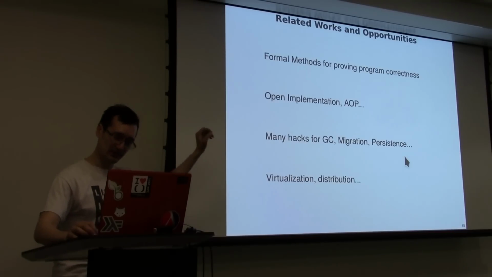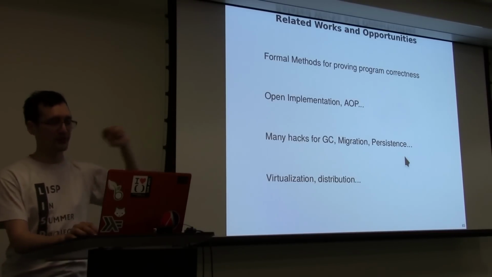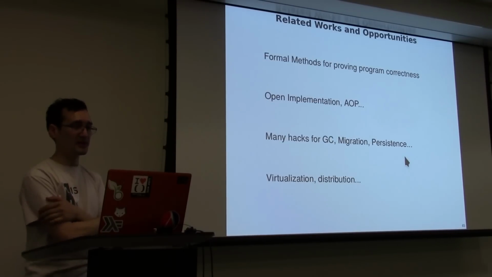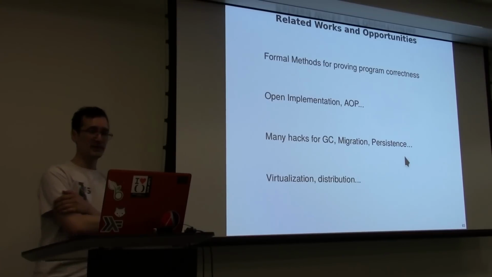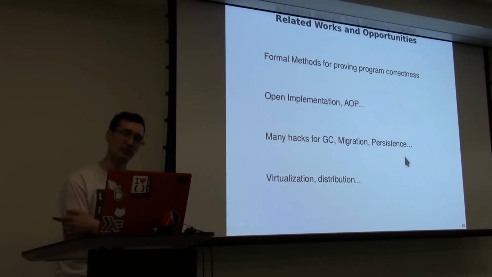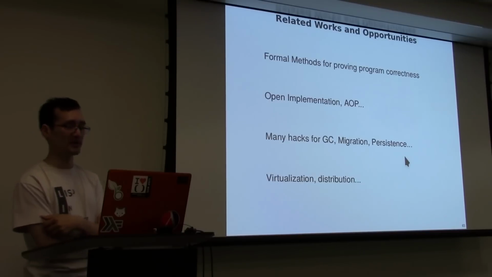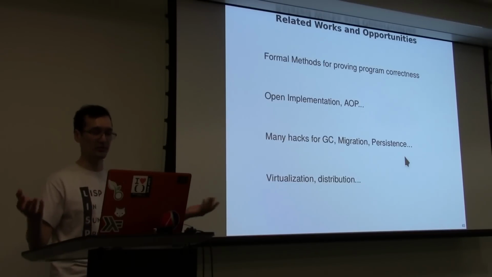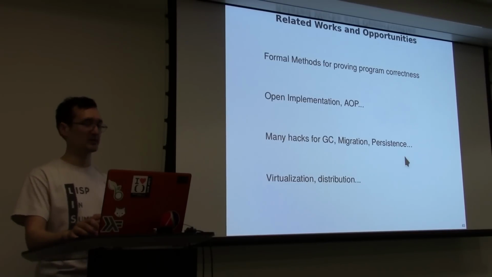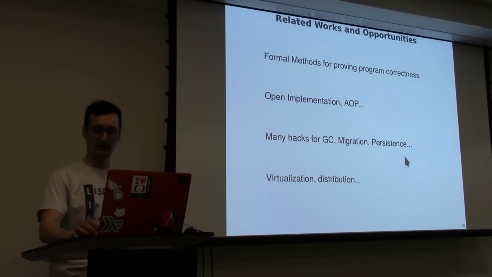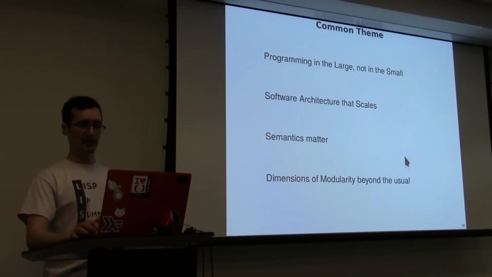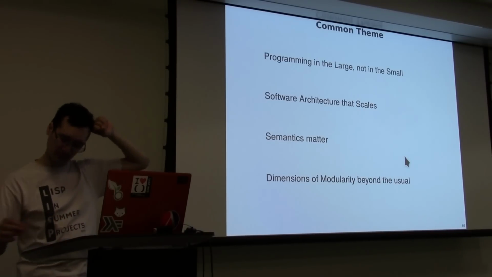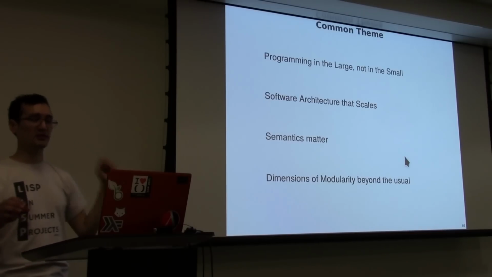What I describe is related to lots of work in formal methods such as refinement and so on. It's related to open implementation and aspect-oriented programming. It's related to many hacks that you may have heard of for how people do garbage collection or migration or persistence in this or that system. It's related to a lot of work being done in virtualizing and distributing software on cloud services. And the common theme, I suppose, for my architectural proposal is that it's about programming in the large, not in the small.